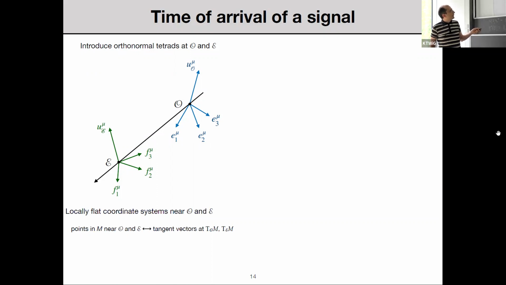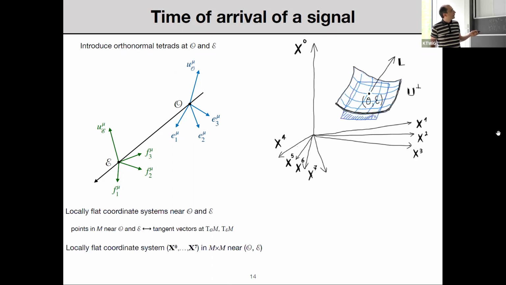So I can now identify points very close to E and O with tangent vectors at T_O and T_E, T_O M and T_E M, respectively. Also, this gives me locally flat coordinate systems in the product manifold simply by taking the product of the two maps near E and O. And now what I can do, I make a gauge choice that L0 is equal to 1. Remember that these vectors L and U are always given up to any rescaling you can make. So I can make this choice.